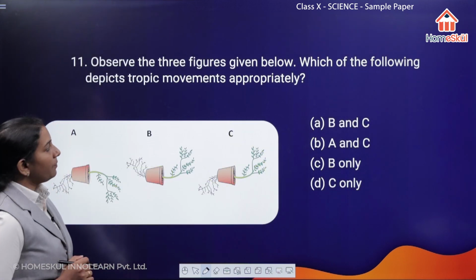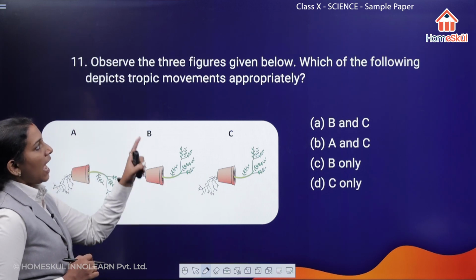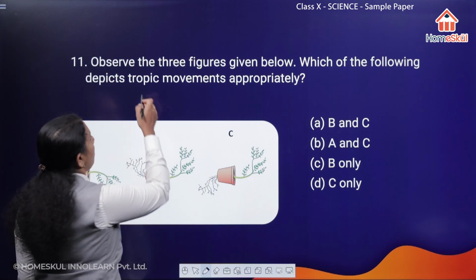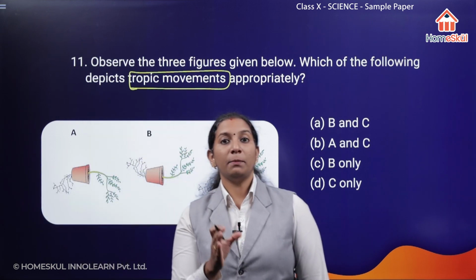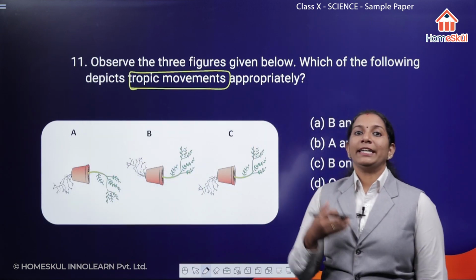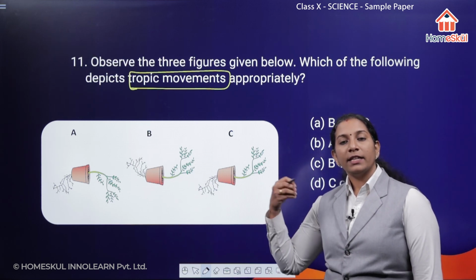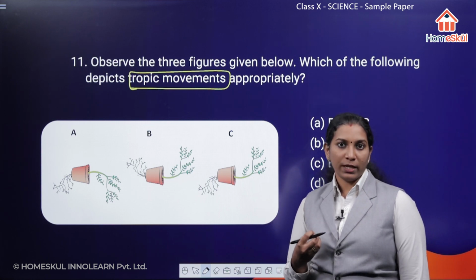Then, next question. Observe the 3 figures given below. You can see A, B, C, and which of the following depicts tropic movements appropriately. You know what tropic movements are, right? They are the movements exhibited by plants according to a particular stimulus. Light can act as a stimulus, water can act as a stimulus, anything. A touch can be a stimulus.